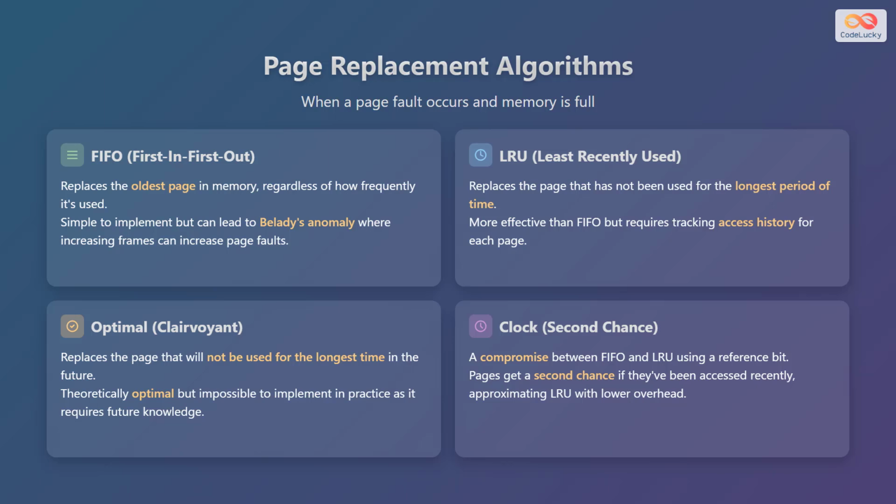The final one is clock, also known as second chance algorithm. This algorithm is a compromise between FIFO and LRU, using a reference bit to give pages a second chance if they've been accessed recently. This is more efficient than FIFO with a lower overhead than LRU.